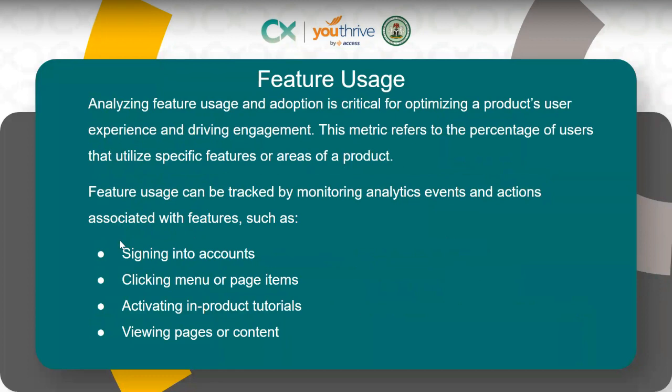All right. So we're looking at this next, which is called feature usage. Analyzing feature usage and adoption is critical for optimizing a product's user experience and driving engagement. The metric refers to the percentage of users that utilize specific features or areas of the product. Feature usage can be tracked by monitoring analytics events and actions associated with that feature.